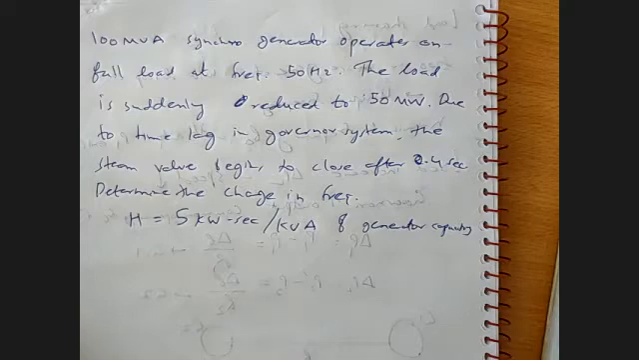Now we have to determine what is the change in the frequency which will be occurring during this period. And we have been given that H for this system is 5 kilowatt second per kVA.